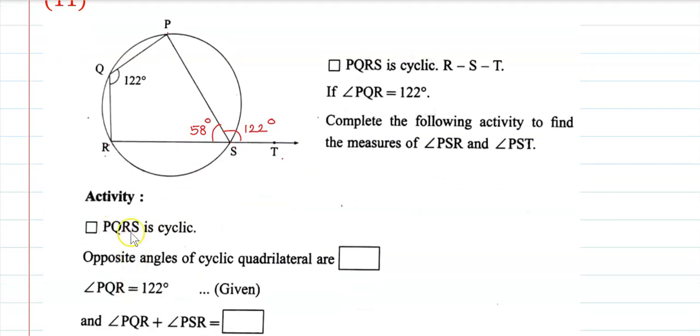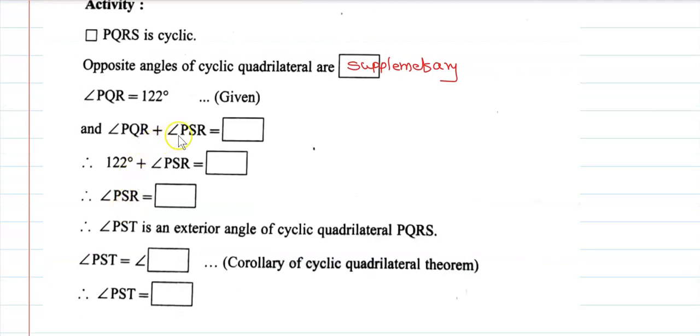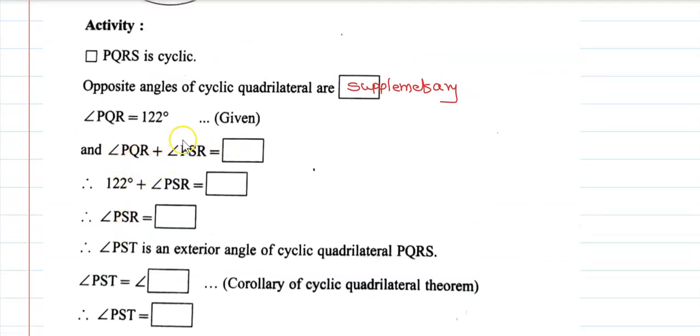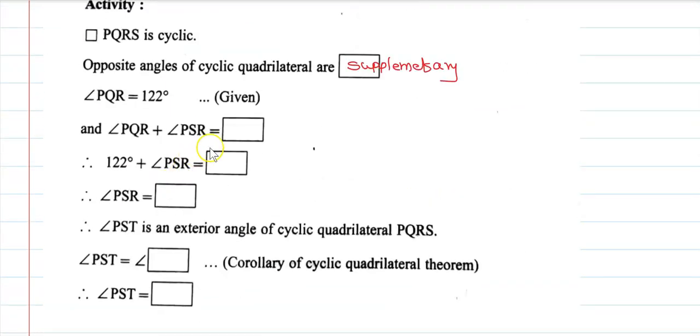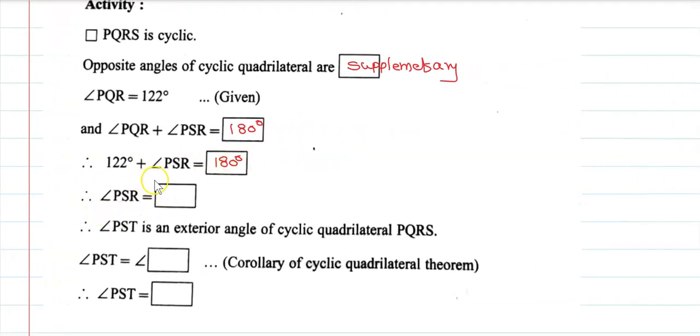Now the activity. Quadrilateral PQRS is cyclic. Opposite angles of cyclic quadrilaterals are supplementary. Measure of angle PQR is equal to 122. It's given. Measure of angle PQR plus measure of angle PSR is equal to 180. Therefore, 122 plus measure of angle PSR is equal to 180. And now the subtraction. Measure of angle PSR is equal to 180 minus 122. Therefore, here you will get 58.